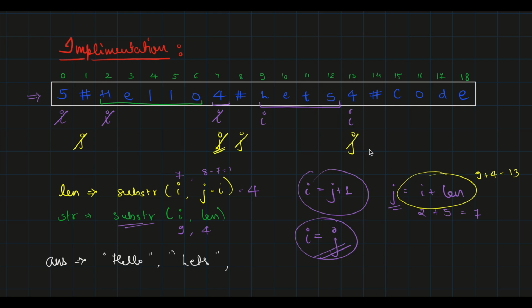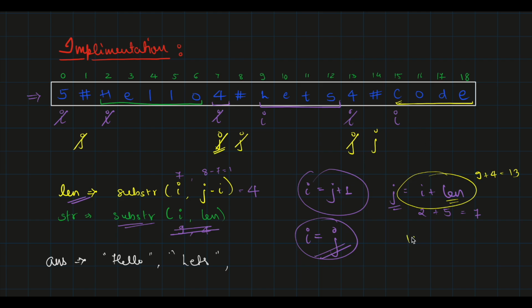We will traverse j until we find a hash that is at the next element. Then we can use this length function to find the length of the string. In this case it is 4. So then we move the i element to j plus 1. So now it's here. Now we will find the substring. So we can create the substring starting from the ith index up to the next 4 elements. Now also j is equal to i plus length.